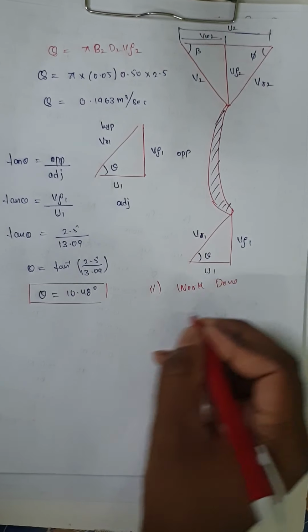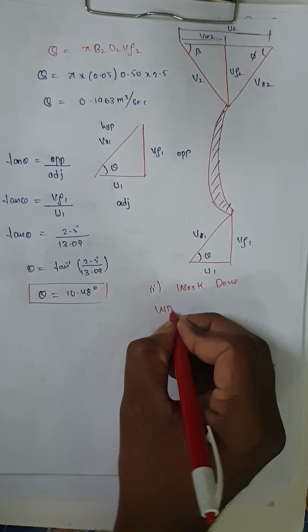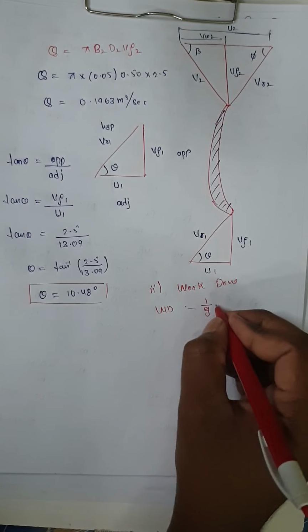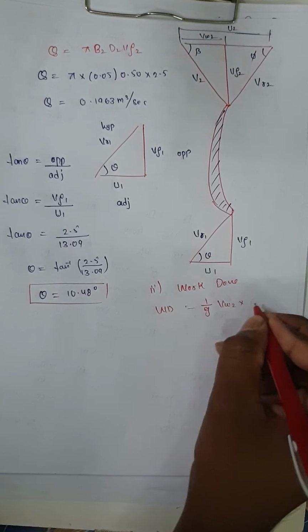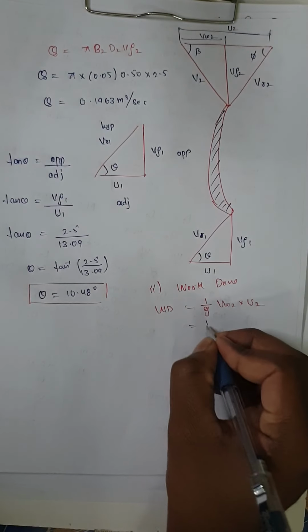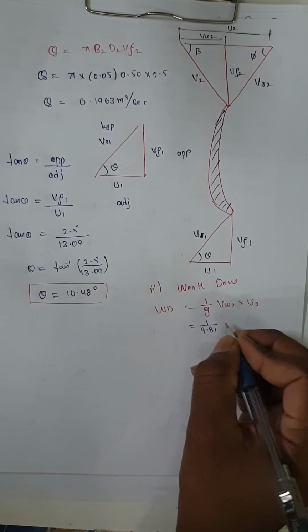For finding the work done, first you have to write down the formula. The formula will be 1 by g vw2 into u2. This is the formula for work done. 1 by g vw2 into u2. Here 1 by g value is 9.81.